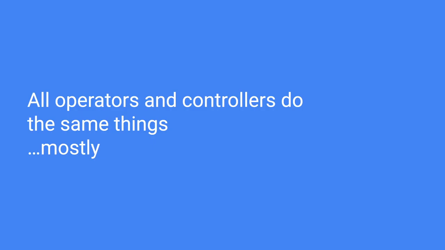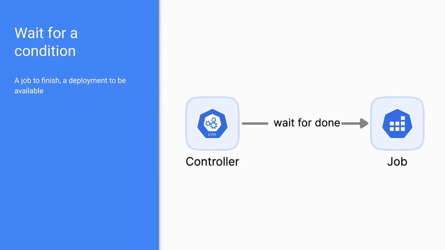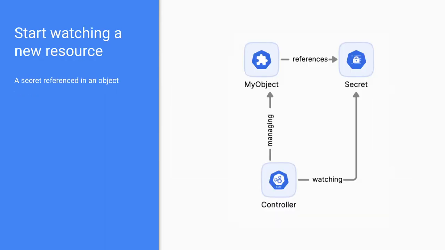So all operators and controllers do pretty much the same types of work. They might ensure that some resource exists in a cluster with a particular configuration, maybe creating a deployment in response to some API call, making a job, making a service, deleting duplicates that it doesn't think need to exist. Or they might wait for some condition to be present, waiting for a job to finish, a deployment to be fully available, a service to have endpoints, things like that. Or they might need to start watching a new resource because it's been referenced by another object that it watches, and it needs to start watching the new thing so it can pull down updates and update its local cache with a representation of that API.